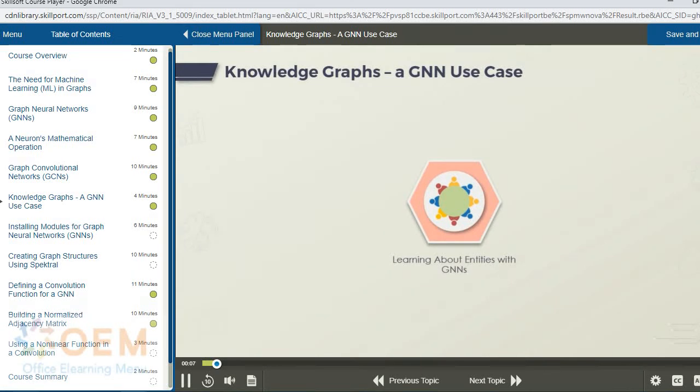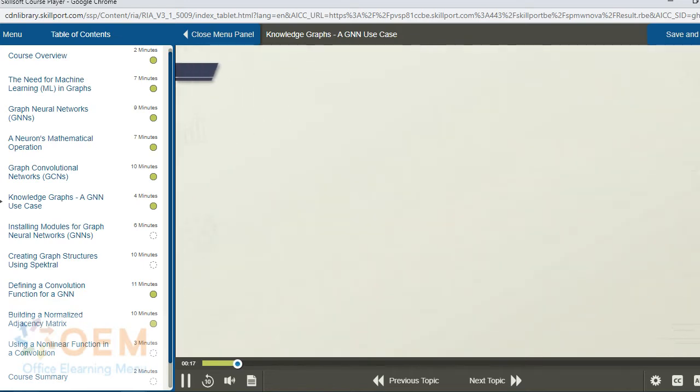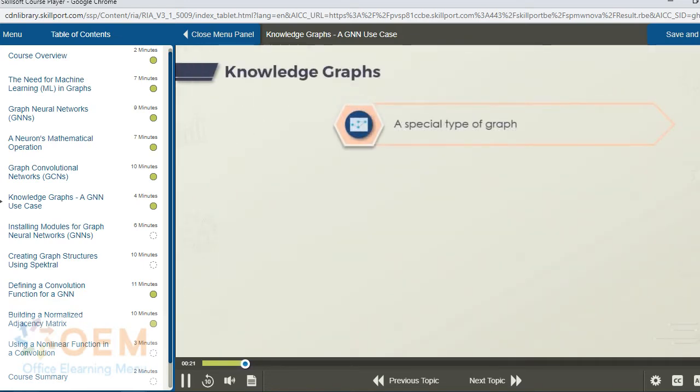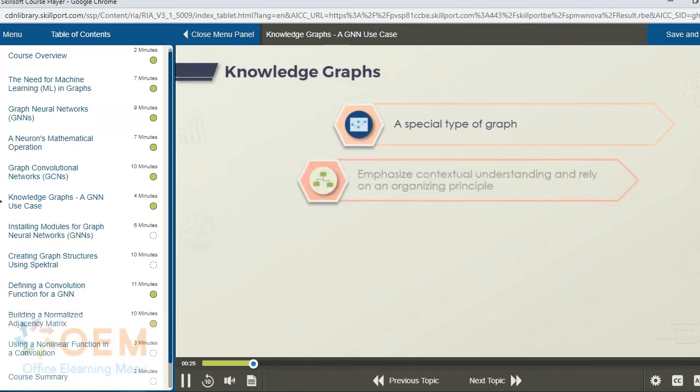To implementing graph neural networks, let's consider a very interesting and rather powerful use case of these structures, specifically the construction of knowledge graphs. Let's start off by looking at what exactly knowledge graphs are. Well, these represent a certain type of graph structure where there is an emphasis on contextual understanding of the entities, where entities are considered in terms of who exactly or what exactly they interact with.